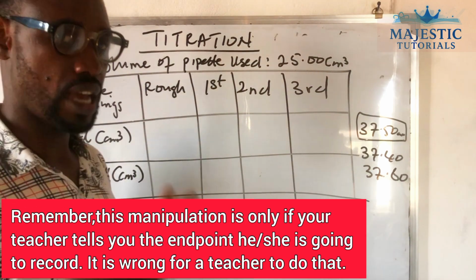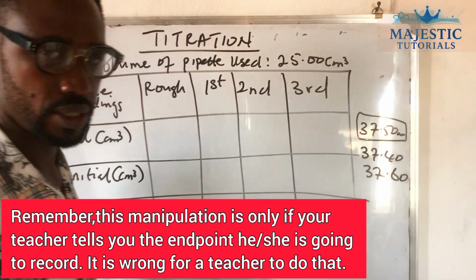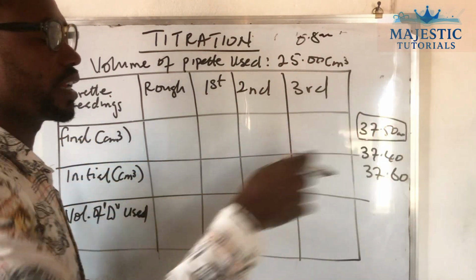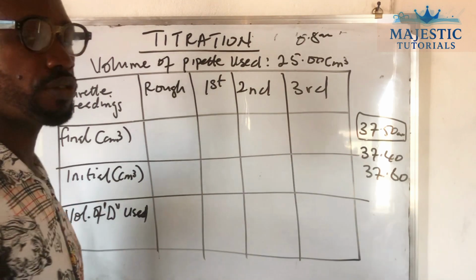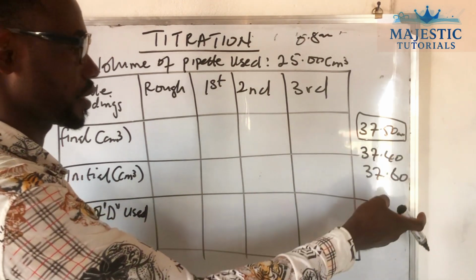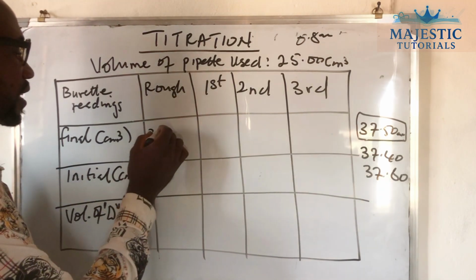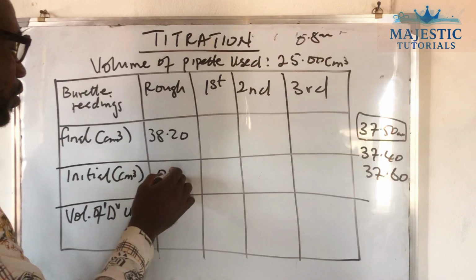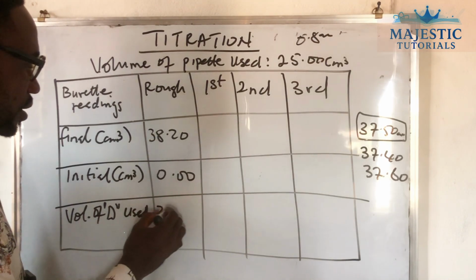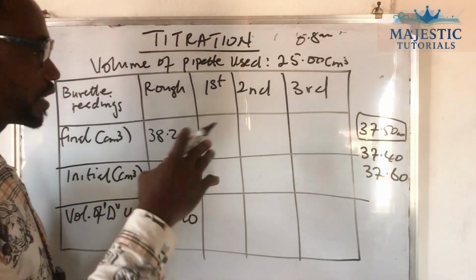I will use the idea of, in the rough, add 0.8 cm cube to the number in my mind, and the number in my mind is 37.4. So 37.4 plus 0.8 is automatically giving 38.2. So in my rough, I propose to write 38.20. Here, 0.00, never you skip it, write it.